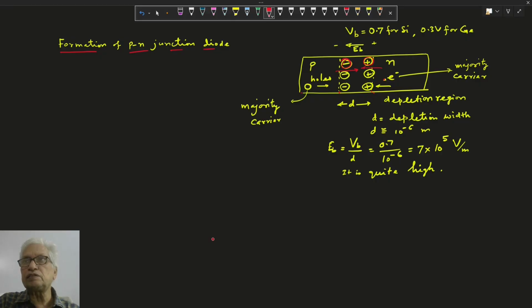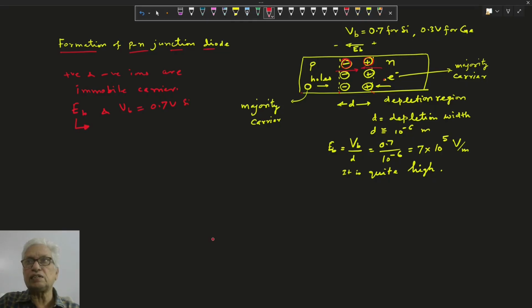These positive and negative ions are immobile carriers, so they can't move, creating an electrical field, a barrier electrical field, and a barrier voltage. Barrier voltage is only 0.7 volt for silicon and 0.3 for germanium. But the electrical field is very high.